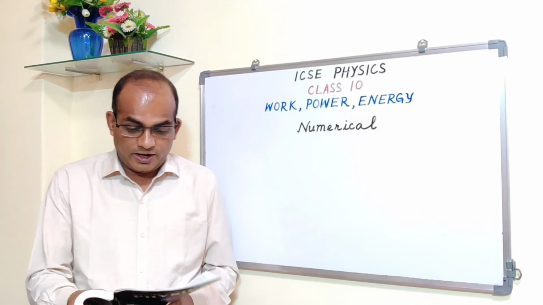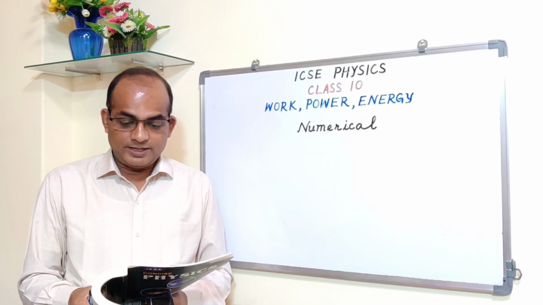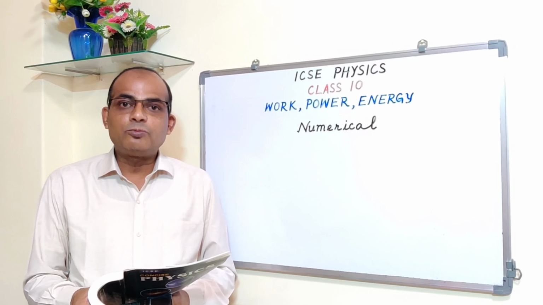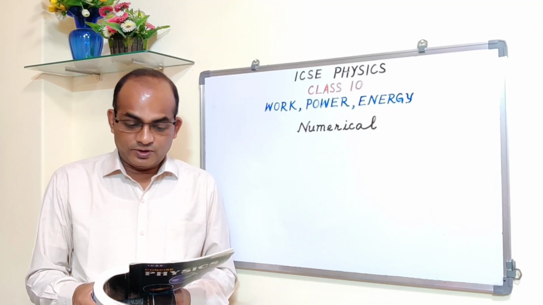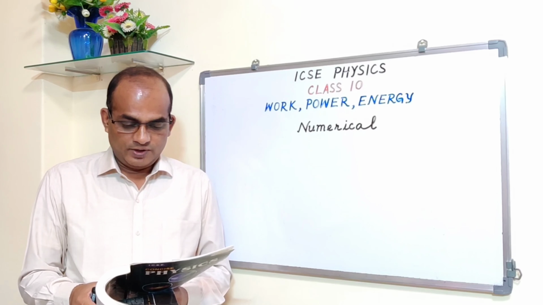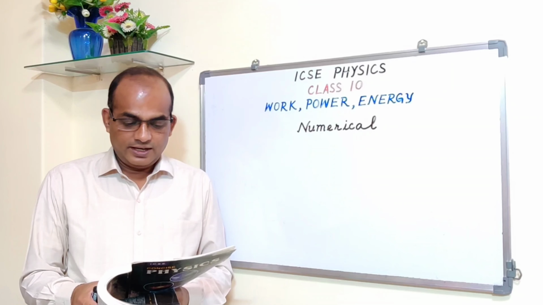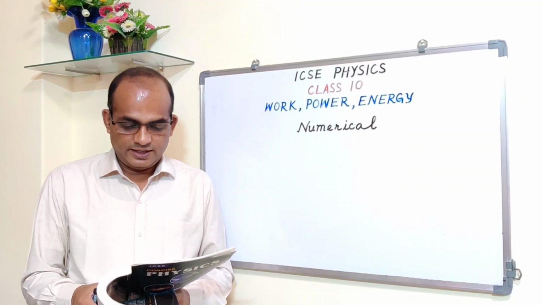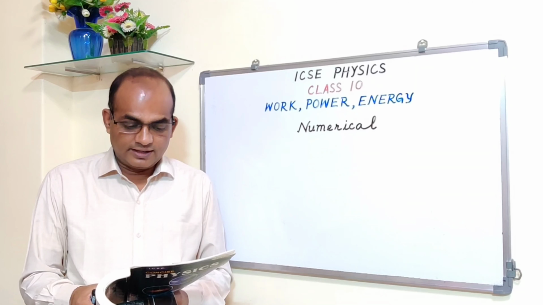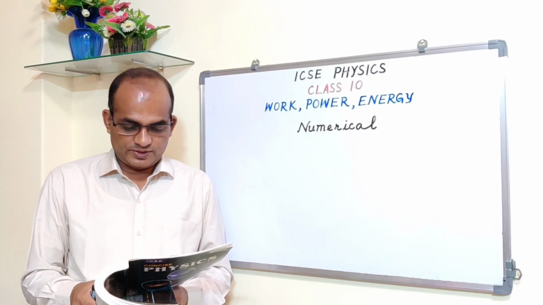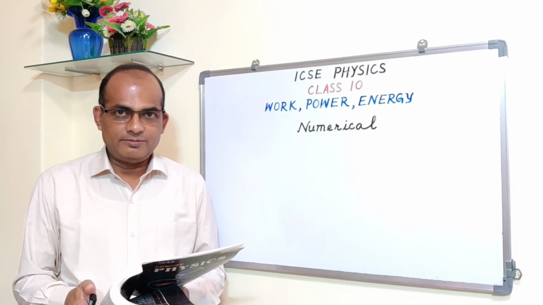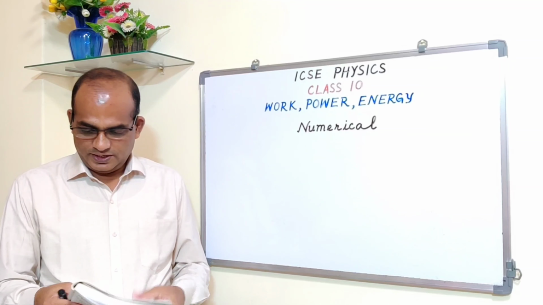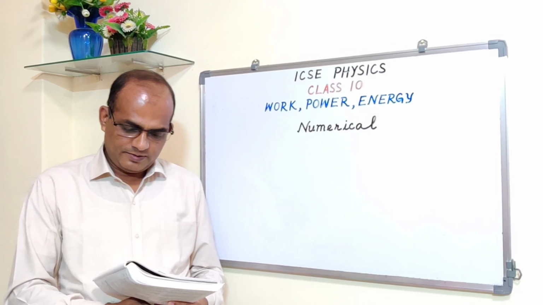The question is, a body when acted upon by a force of 10 kgf gets displaced by 0.5 meter. Calculate the work done by the force when the displacement is first in the direction of force, second at an angle of 60 degree with the force, and third normal to the force. g is given 10 meter per second square. All right, so let's write down the values given, the data.